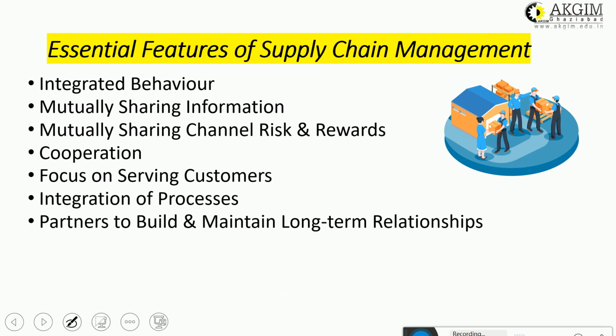Coming to the essential features of supply chain, what are the important elements that make the supply chain more effective? First one is that it is an integrated behavior.